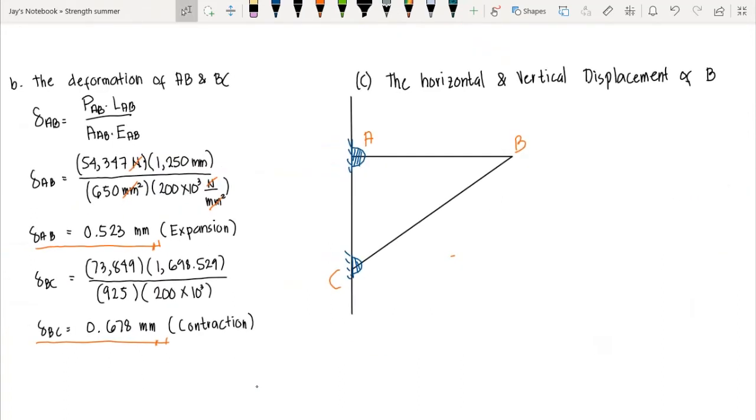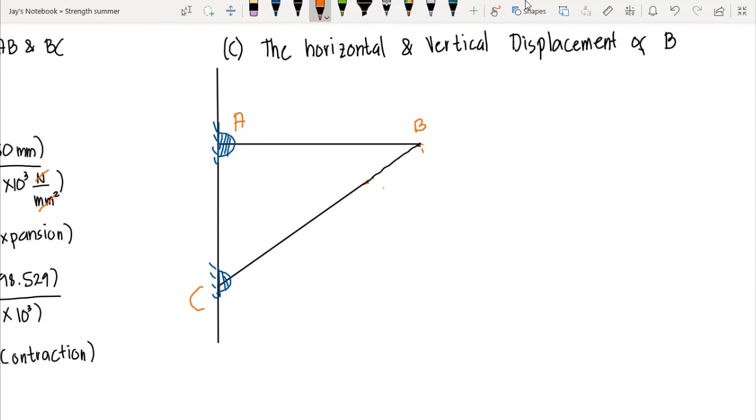Now question letter C asks for the horizontal and vertical displacement of B. Now after we apply a load of 50 kilonewton vertically at point B, the location of our B here has changed. Okay, so there will be a movement of joint B, but we do not know yet where would be the direction of B, or where would be the new position of B. Okay? So we can locate that point once we compute for the vertical and horizontal component of the displacement.